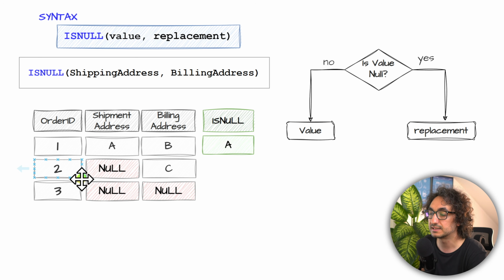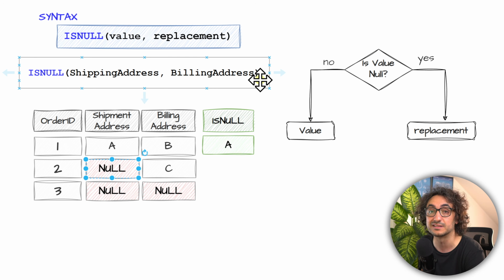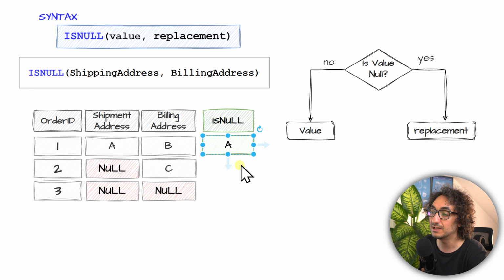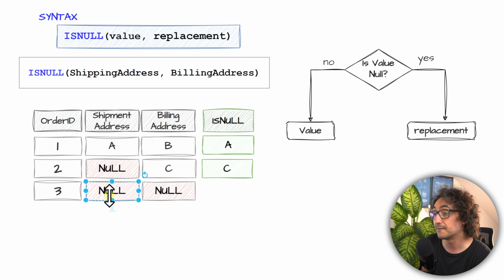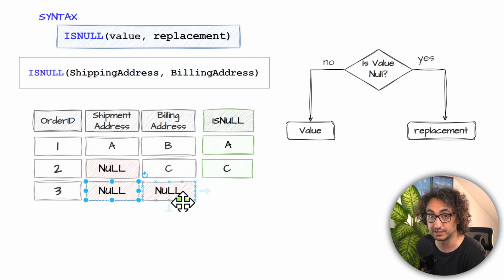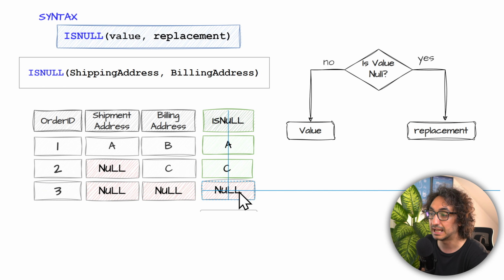Now SQL gonna go to the second order and this time we're gonna have a null. So now in the rule we are saying if the shipping address is a null, go get the value from the billing address. So this time we're gonna go to the replacement, right? So we will get the value C in the output because the shipping address is a null. Now let's move to the third row. As you can see here, we have again a null. So SQL gonna go and get the value from the billing address. But here in this scenario, the billing address is as well a null. That's why we will get the value null in the output.